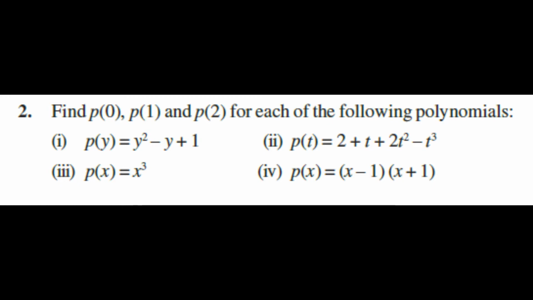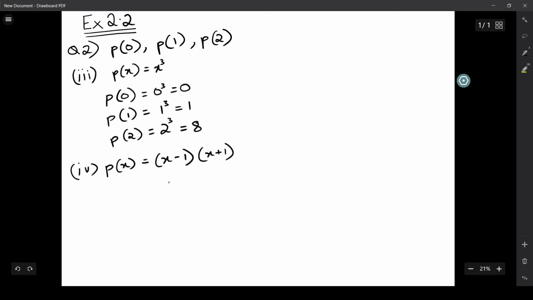The fourth part is p of x is equal to x minus 1 into x plus 1. Now, I can rewrite this expression as x square minus 1 square, or simply x square minus 1. Just simplifying this expression into this one.